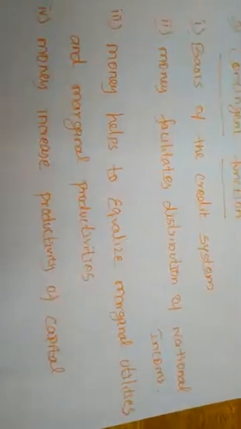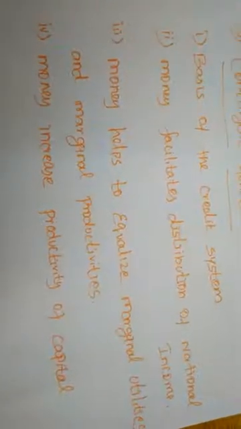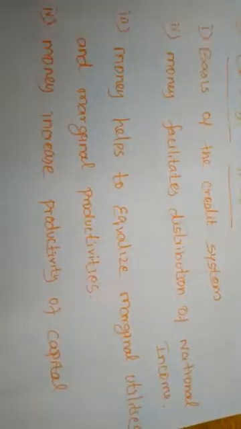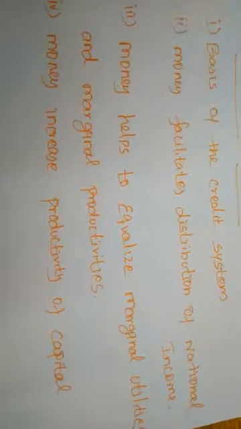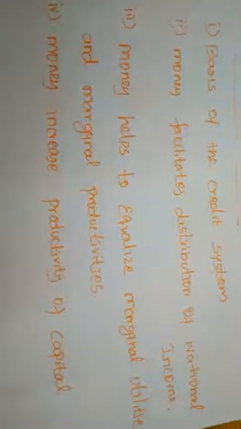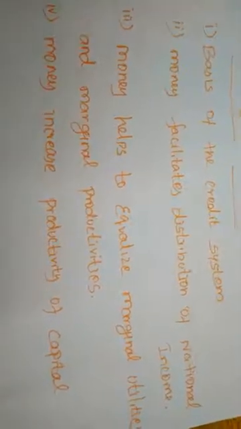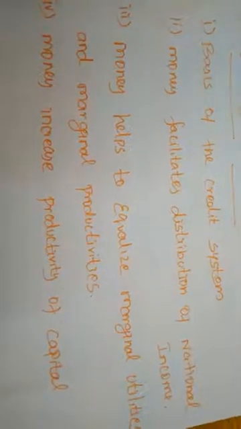Next, money facilitates distribution of national income. The task of distribution of national income was exceedingly complex under the barter system. Under the barter system, we cannot distribute the national income. Even if the buyer or seller wants to produce enough commodities, all the factors of production want to get their remunerations. But in this barter system, when would they get back their income or remunerations? In the form of goods only.